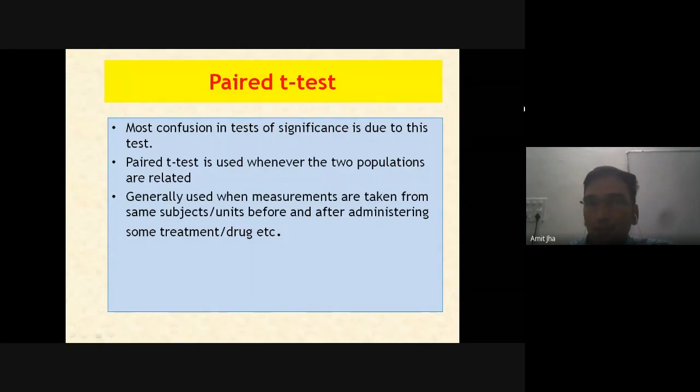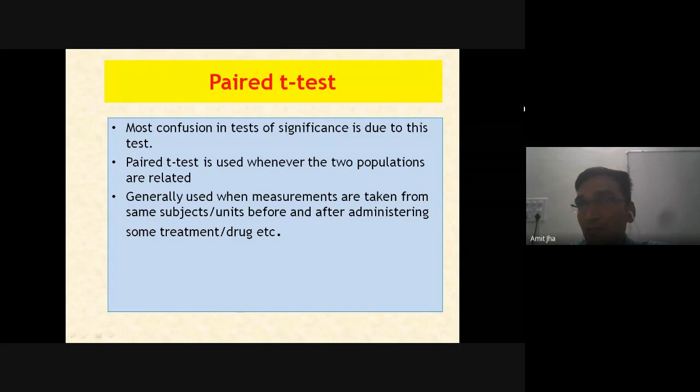Here, look, this is the most confusing test of significance: when to use the paired t-test, when to use the independent t-test. Paired t-test is used whenever the two populations are related. It is generally used when the measurements are taken from the same subjects or units before and after administering some treatment or drug, etc. For example, say we have 20 individuals and we want to see the effect of a particular medicine on the blood pressure. We have to test whether this medication for blood pressure is effective or not.